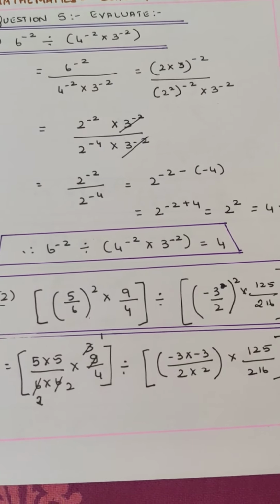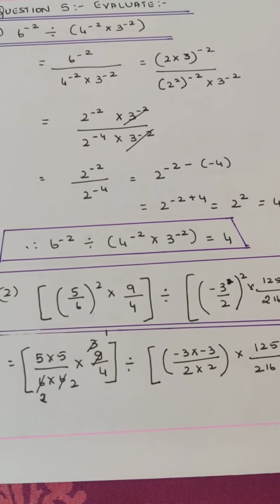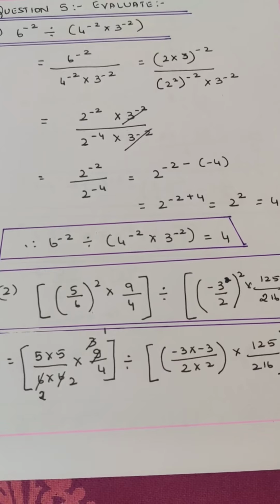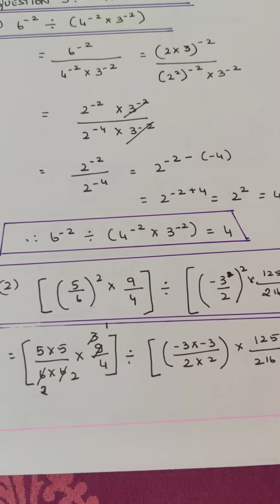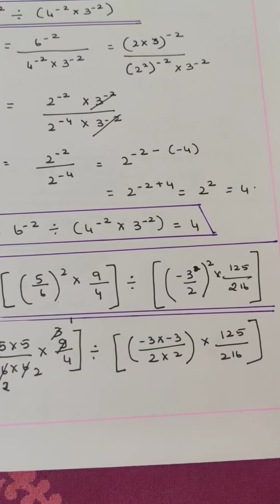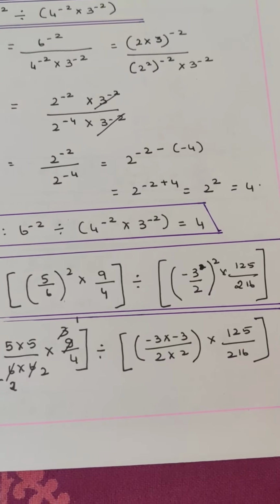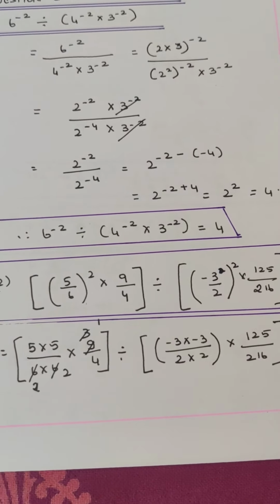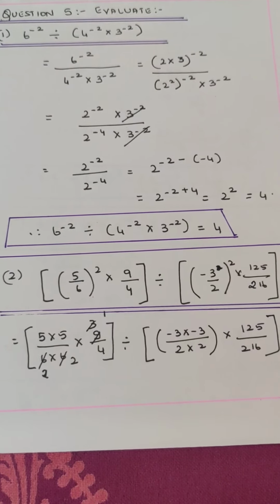So 2 to the power of minus 2 into 3 to the power of minus 2 divided by 2 to the power of minus 4 into 3 to the power of minus 2. 3 to the power of minus 2 and 3 to the power of minus 2 get cancelled. So we remain with 2 to the power of minus 2 divided by 2 to the power of minus 4. So it becomes 2 to the power of minus 2 minus of minus 4. So it becomes 2 to the power of minus 2 plus 4. That is 2 squared, that's equal to 4. I just pause for a few seconds for you to understand.